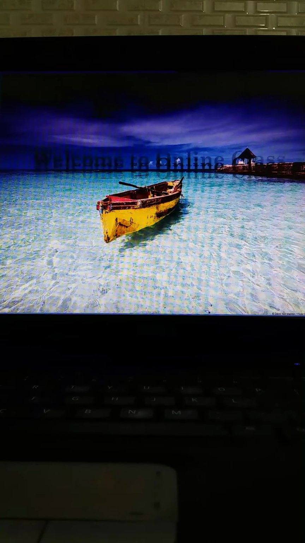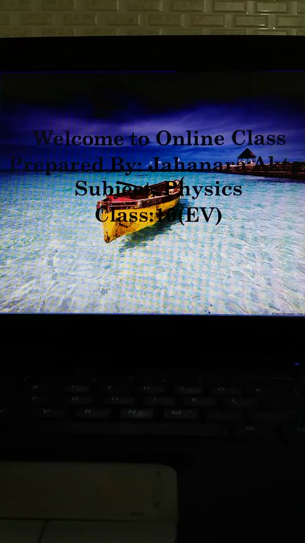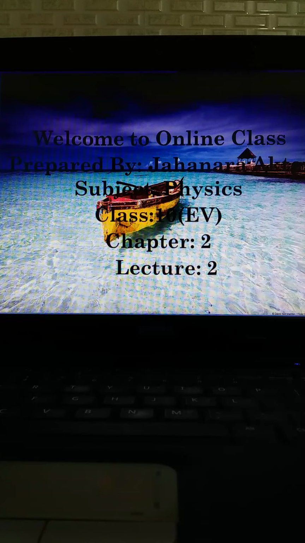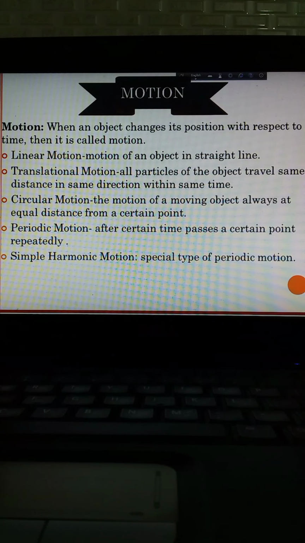On our first class, we had a discussion on chapter 1. We have solved some mathematical type questions. We have discussed different topics of chapter 1. Today we'll try to focus on chapter 2.